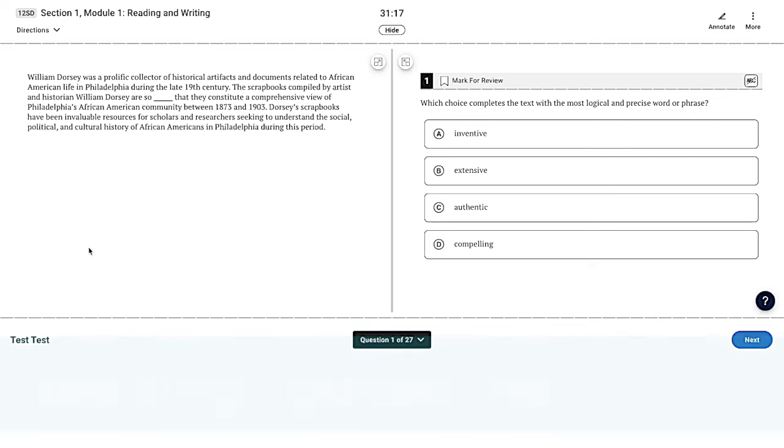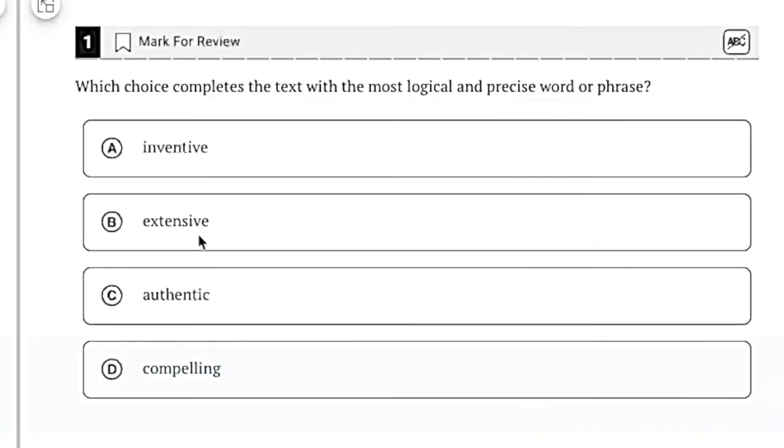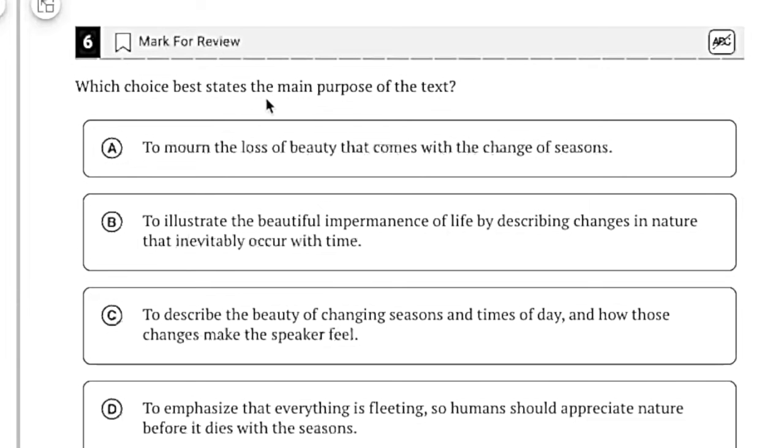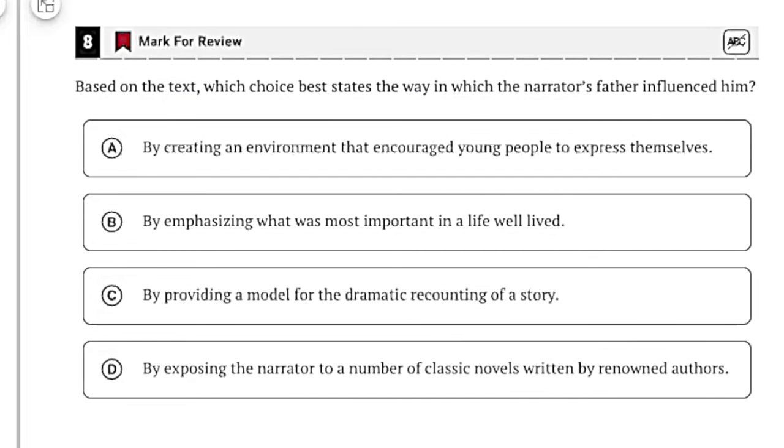My next tip is to skip all of the reading type questions. So let's say we've already gotten through these vocabulary questions, and now it's asking us about the main purpose of the text. Anytime we're being asked about a main purpose, a main idea, I would count this as a reading type question. So we're going to mark it for review, skip it. Based on the text, again, mark for review, skip it. Mark for review, skip it.